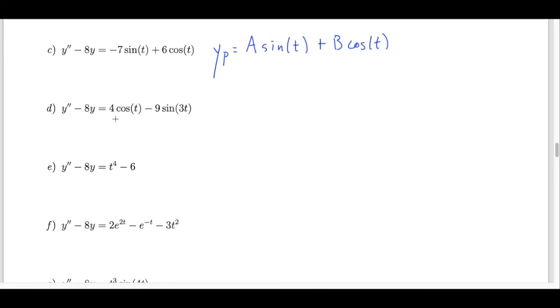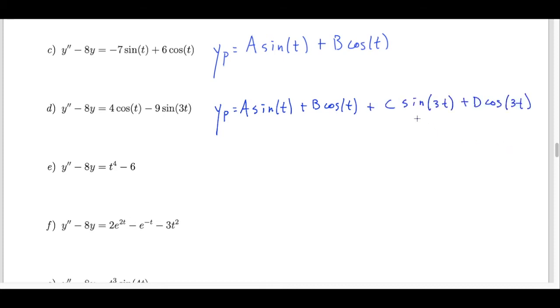So the presence of this cosine of t leads me to introduce this sine of t and cosine of t term in my y sub p. But then the presence of this sine of 3t forces me to include terms to accommodate that. So I'll introduce two additional terms. I just continue adding unspecified coefficients, in this case capital C and capital D. And to reiterate, the presence of this sine of 3t term requires me to include a sine of 3t and a cosine of 3t in the general y sub p that I initially choose.